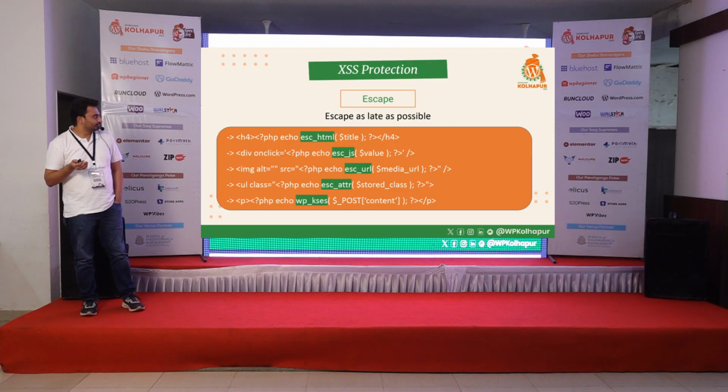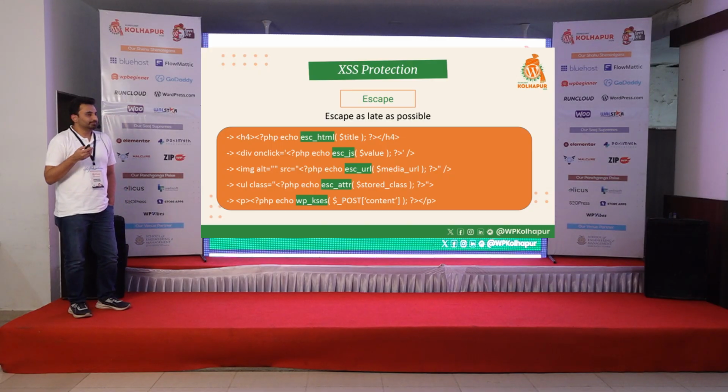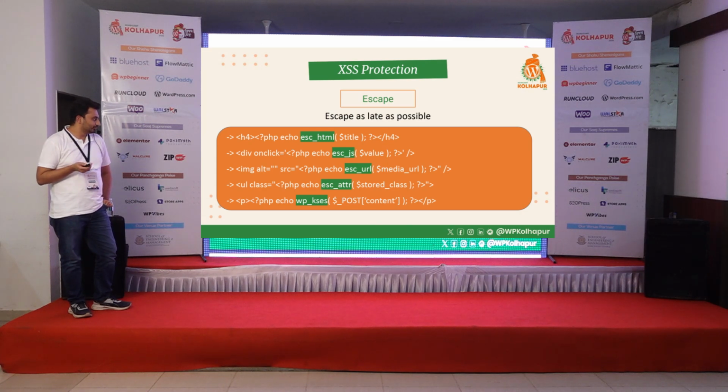So there are multiple functions to make sure that the output that you're printing on the form is escaped. We have escape HTML, escape JS, escape URL, escape attribute, WP KSES, and many other functions by WordPress which you can use to escape the output before printing it on the form.